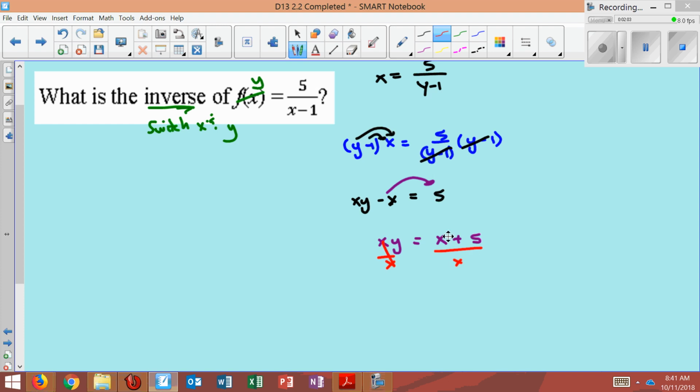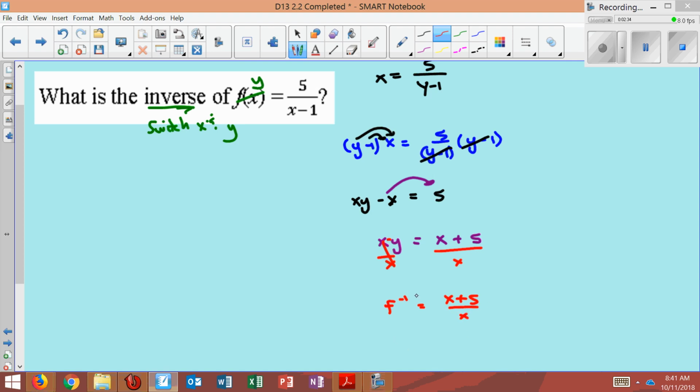Now don't make the mistake of thinking you can cross out these x's. You can only cancel if they're factors. This is not a factor. Well, x plus 5 is a factor, but not x by itself because it's not multiplying times the 5, it's adding. This x I could cancel out because it was multiplying times the y. Factors multiply, terms add and subtract. So my inverse, if you will, is f-1 equals x plus 5 over x, just like that.